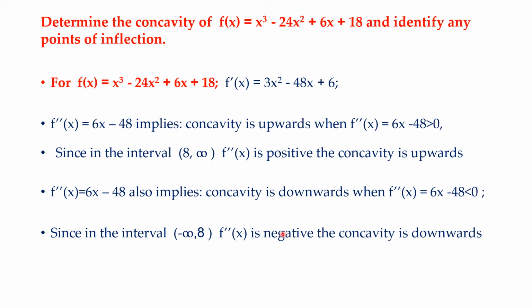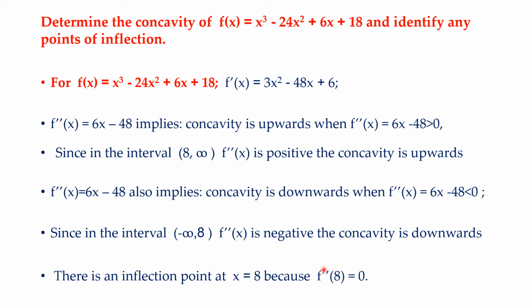Since for anything greater than 8 the concavity is upward, and for anything less than 8 the concavity is downwards, then 8 must be the inflection point. And to prove that, we just have to evaluate the function's second derivative at 8, and that will give us 0, which is what we want.